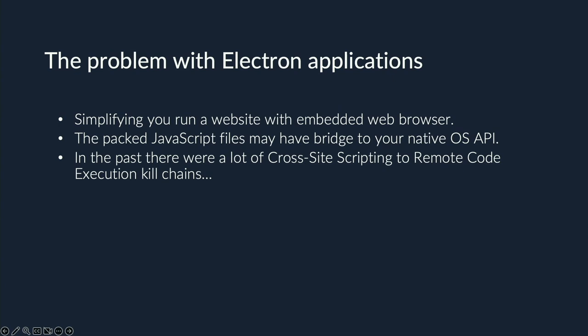And Electron apps need that bridge because as they are applications, they maybe sometimes want to move a file or save a file or write something to a plist or to a user default or something. So yeah, they actually need that OS API bridge. And as you may also notice, in the past, there were a lot of vulnerabilities that led to remote code execution. And usually, it was about executing a simple XSS, right? Cross-site scripting vulnerability. But we are not talking about web security in this talk. We are talking about macOS security.